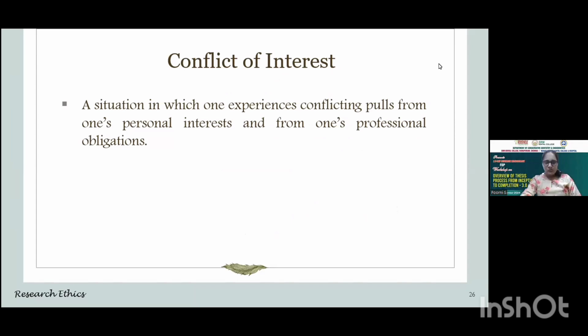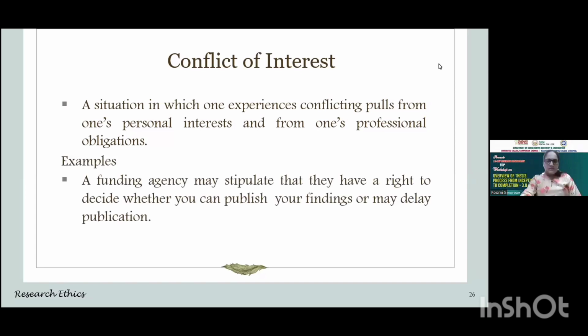There might be a situation in which one experiences conflicting pulls of one's personal interest and one's professional obligations. For example, there may be a funding agency which may stipulate that they have the right to decide whether you can publish your findings or not. That is, your study may be funded by a funding agency that may be a manufacturer of the product, and you might be getting results which might not favor the funding agency. So they may stipulate that they have the right to decide. So you should always declare all your conflicts of interest.